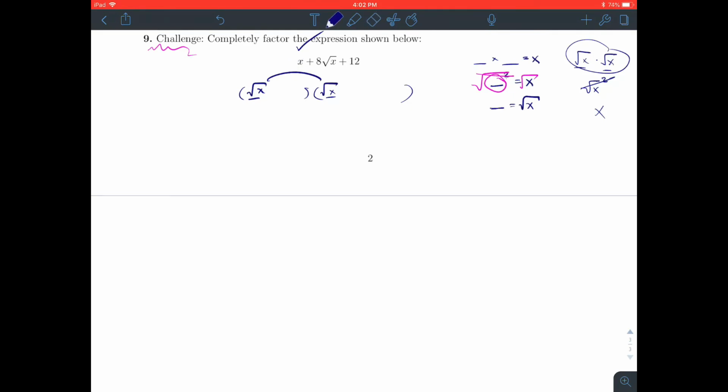Now, the rest of this looks like a sum and product problem where we have the coefficient 8 that we need to add to and the constant 12 that we need to multiply to. So what are two numbers that add to 8 and multiply to 12? That's our 6 and 2. So 6 times 2 is 12. 6 plus 2 is 8.